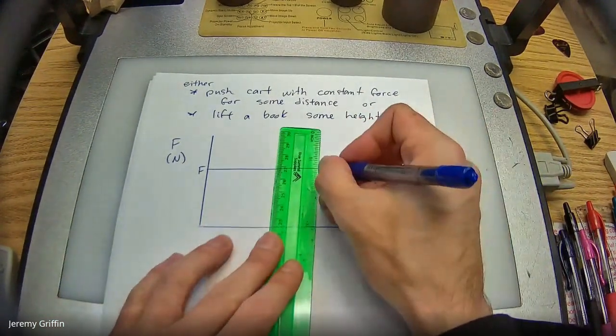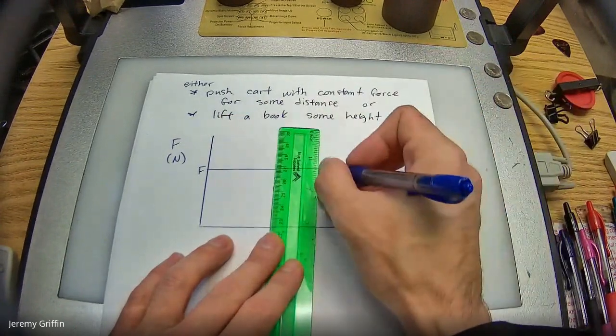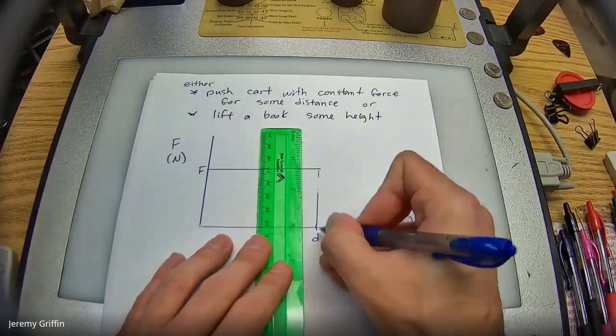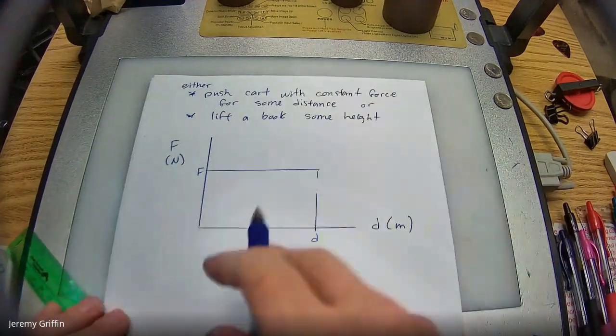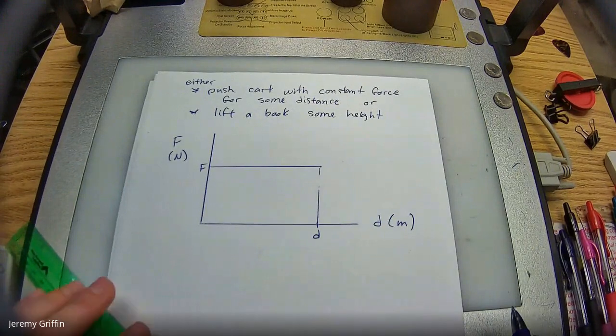And the distance that either you push that shopping cart or that you lifted the book, we'll just call it some very generic value D. Okay, so push some constant force F for some distance D, great. We got a rectangle. Ooh, rectangle.